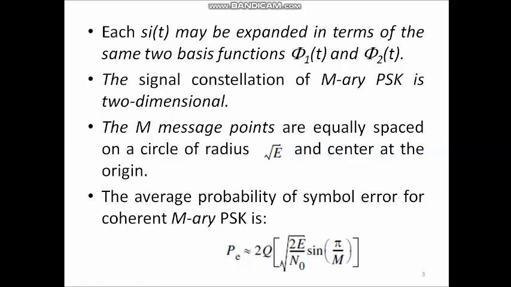The average probability of symbol error for coherent M-ary PSK is approximately equal to 2 times Q function of root(2E/N0) sin(π/M). So, this is the expression for the M-ary PSK probability of symbol error. You need to remember the equation.